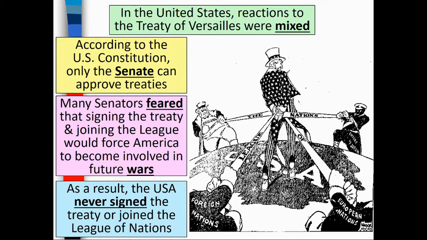In the United States, reactions to the Treaty of Versailles were mixed. According to the U.S. Constitution, only the Senate can approve treaties. Many senators feared that signing the treaty and joining the League would force America to become involved in future wars. As a result, the USA never signed the treaty or joined the League of Nations.